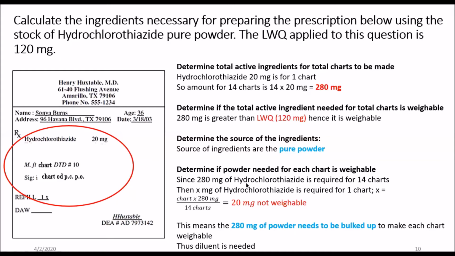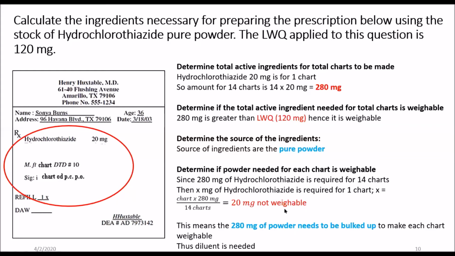But we are not making 14 charts all at once. We're individually wrapping 14 charts. So it means that even though 280 milligrams, which is weighable, is for 14 charts, we can only wrap one chart at a time. So we need to determine the total amount of powder for each chart, and that works out to be 20 milligrams.